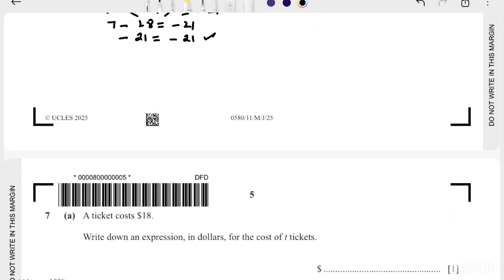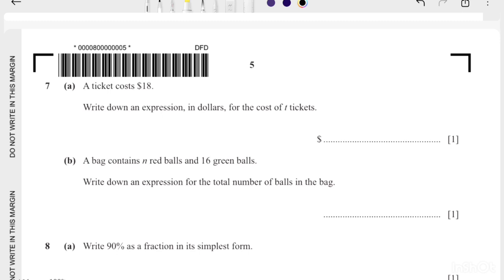Next question. A ticket costs $18. Write down an expression in dollars for the cost of T tickets? Definitely this is a very easy question. We multiply the number of tickets with the cost. So the answer would be 18T.